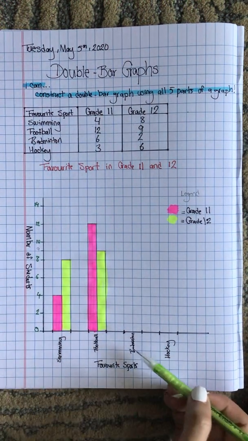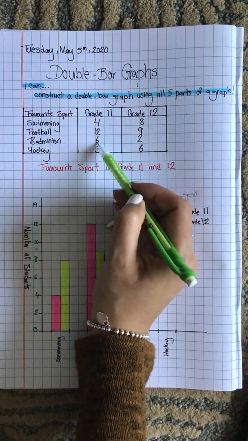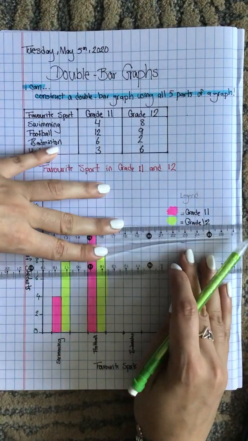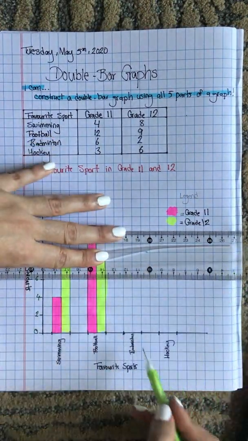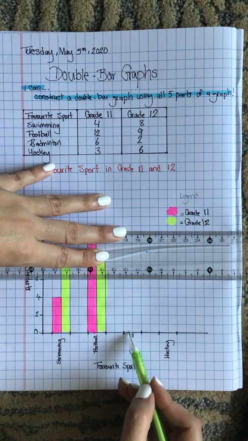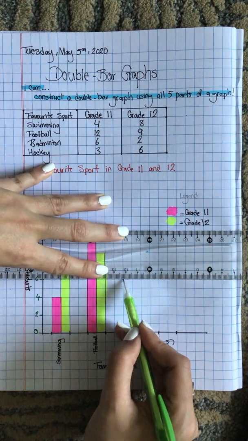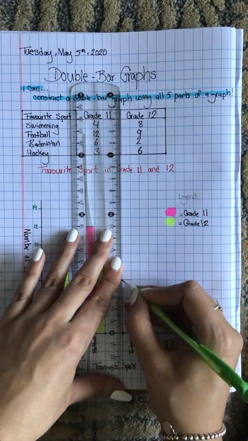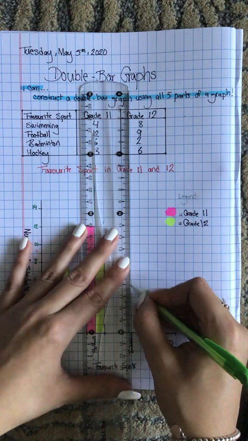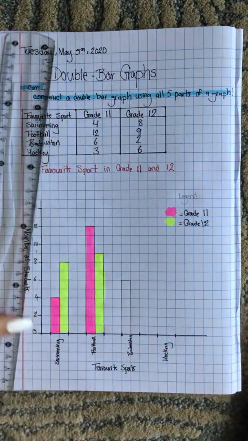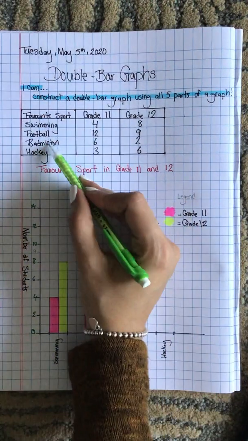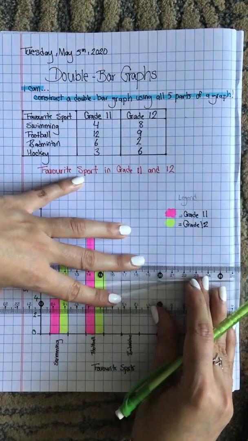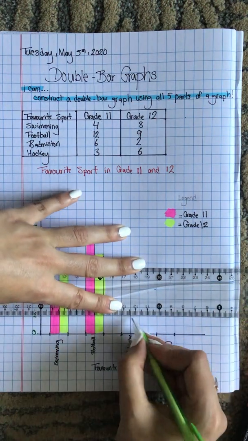We're almost done. Badminton for grade 11 was 6. So I'm going to go to my 6. Okay, again, I know this is my badminton. I want the first one. So I just kind of follow along with my pencil. Draw that. There we go. And then badminton for grade 12 is 2. So very few people.